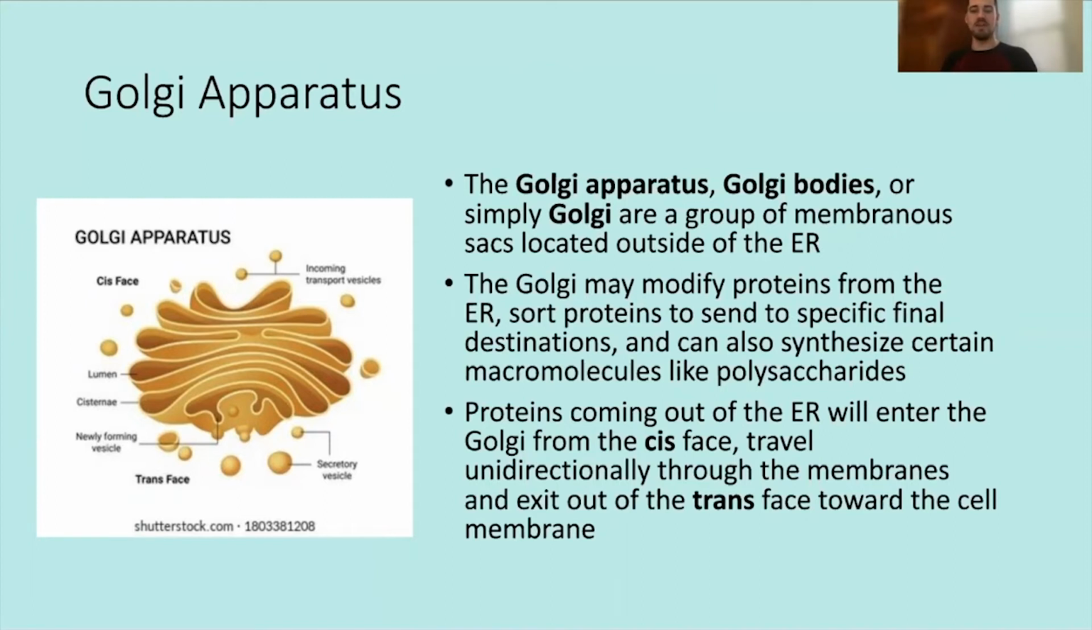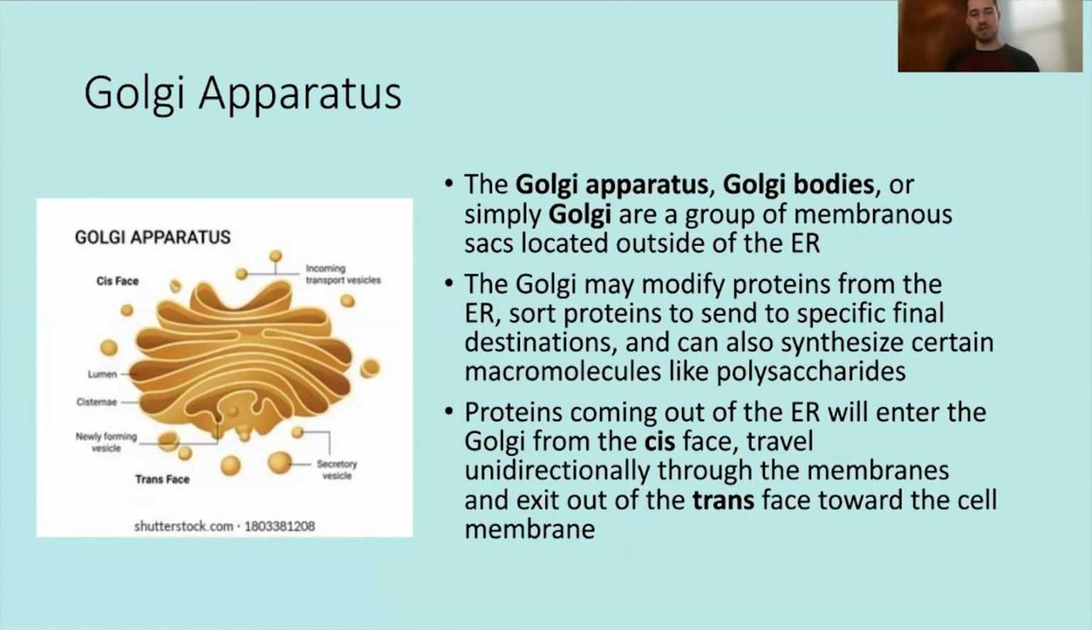Proteins coming out of the ER, the endoplasmic reticulum, remember, will enter the Golgi from the cis phase, travel unidirectionally through the membranes, and exit out of the trans phase toward the cell membrane. So when things move through the Golgi apparatus, it is usually unidirectional. There are certain examples of where proteins move the opposite direction in a retrograde fashion. But for the most part, everything that is working normally is moving unidirectionally through the Golgi apparatus from the cis face to the trans.